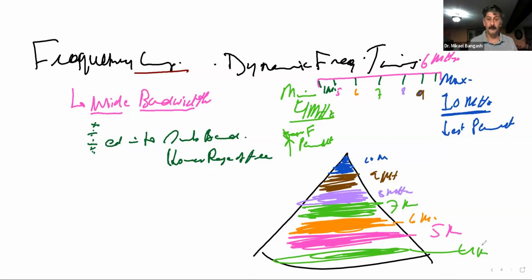So from 4 to 5, that was one subband. 5 to 6 was another subband. 6 to 7 was another. 7 to 8 was another. 8 to 9 was another. 9 to 10 was another subband. Is that clear? So each of these were subbands of your wide bandwidth.